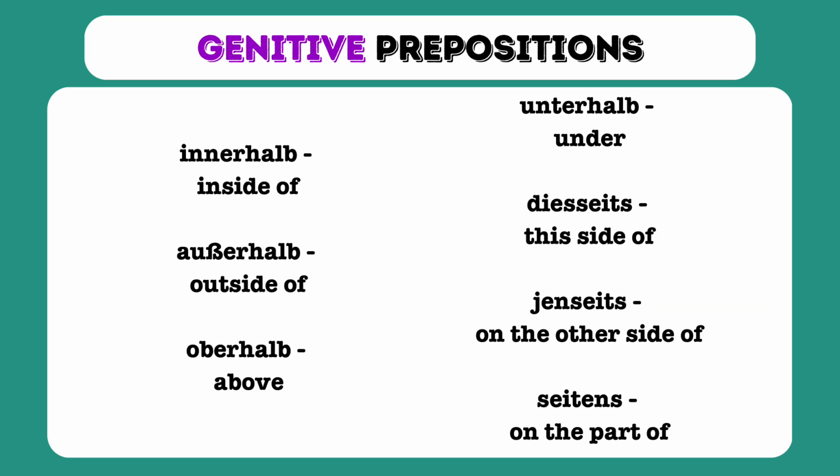I mentioned that there are around 17 different prepositions that you can use with the genitive case. Here are a few of the lesser known ones. There are a few of them that just show the side that something is on. So we have innerhalb, inside of, außerhalb, outside of, oberhalb, above, unterhalb, under, diesseits, this side of, and jenseits, on the other side of. You can also use seitens in that same category, meaning on the part of.